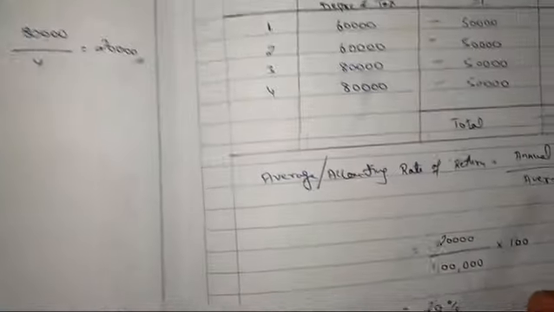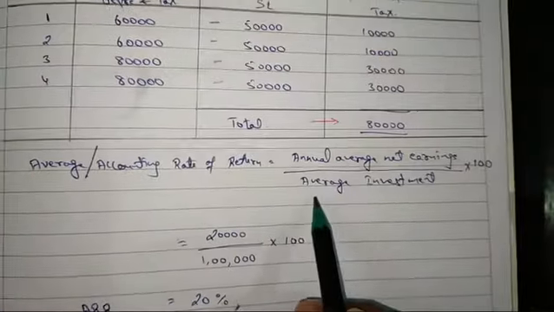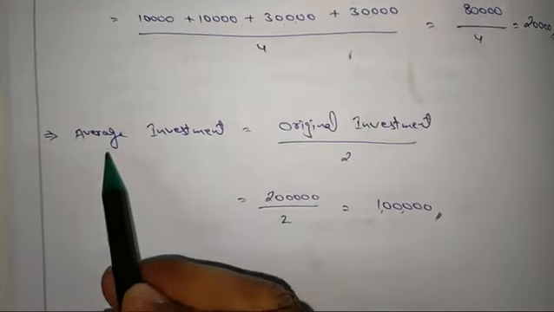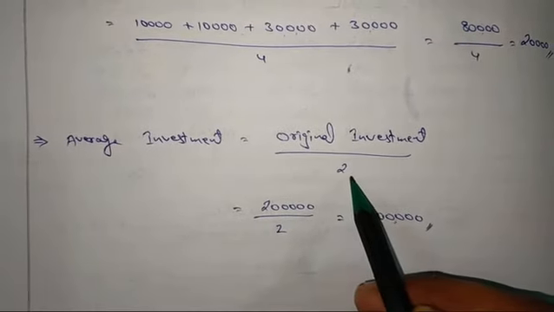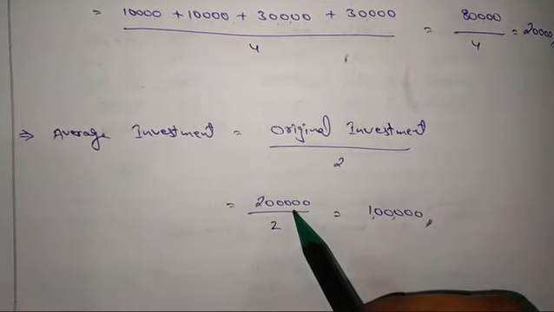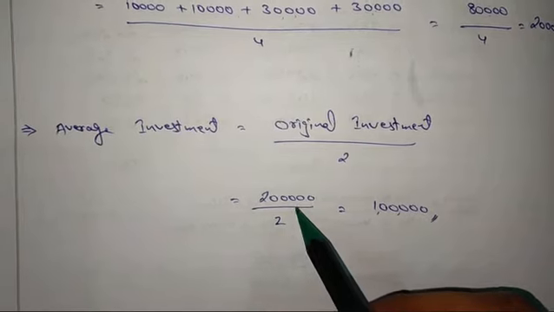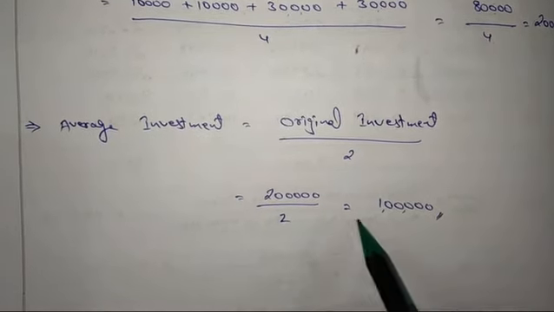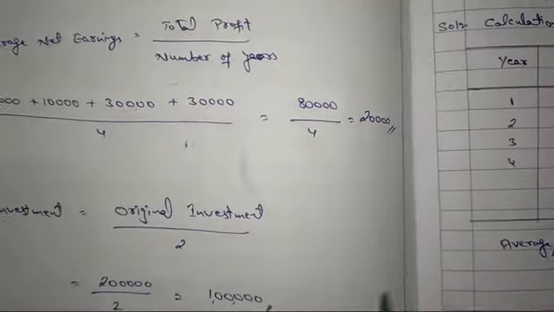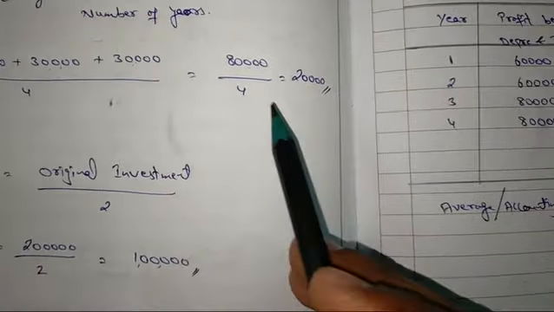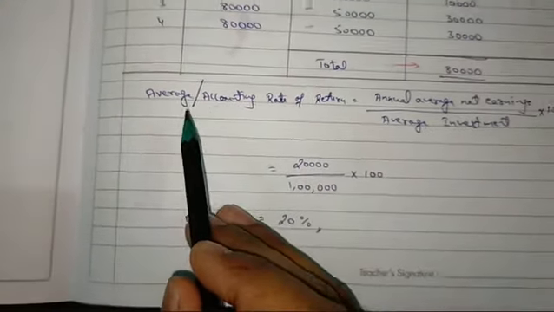Now the other thing we need to find out is the average investment. Average investment is original investment divided by 2. What is our original investment? The original investment given is 2 lakhs. 2 lakhs divided by 2 is equal to 1 lakh. The same amounts are going to be substituted in the formula.